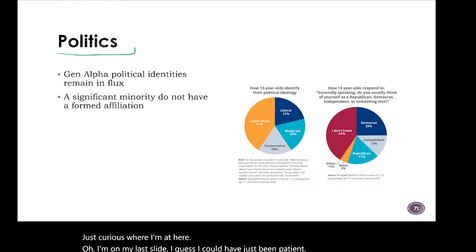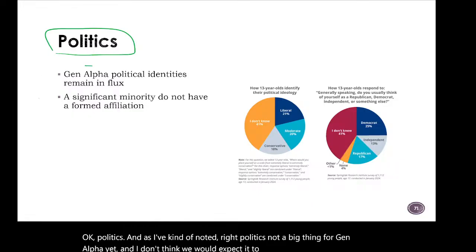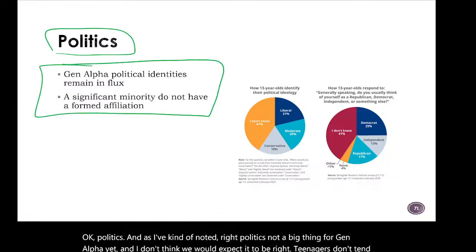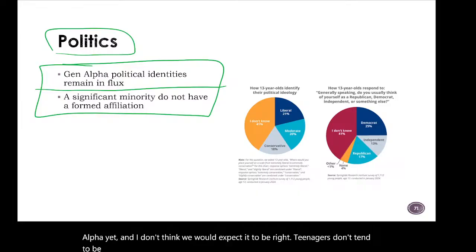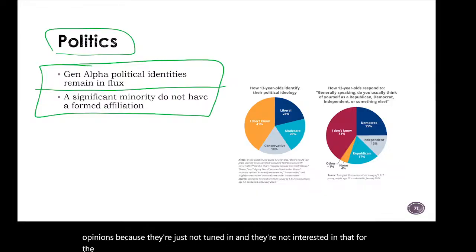Okay, politics. And as I've noted, politics is not a big thing for Gen Alpha yet, and I don't think we would expect it to be. Teenagers don't tend to be overly political. They don't tend to have really strong political opinions because they're just not tuned in and they're not interested in that for the most part. That's going to come as they get a little bit older. They're going to develop stronger political takes.